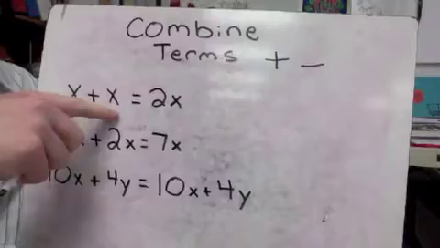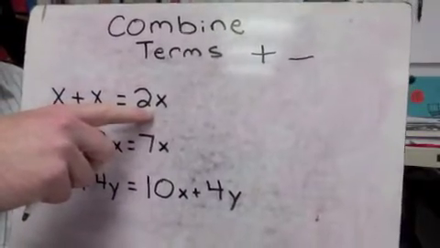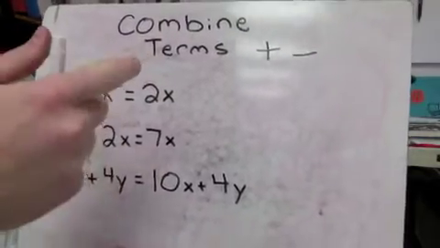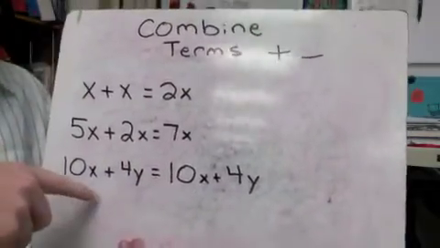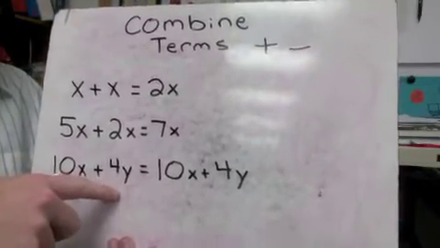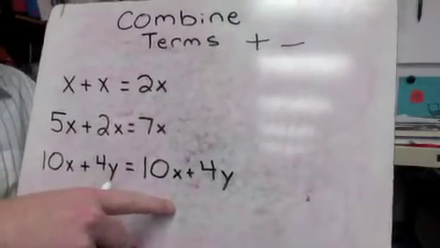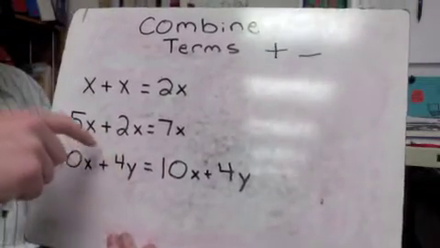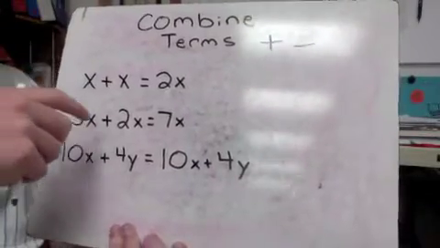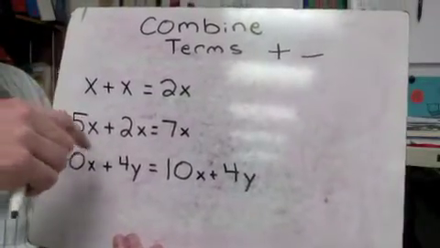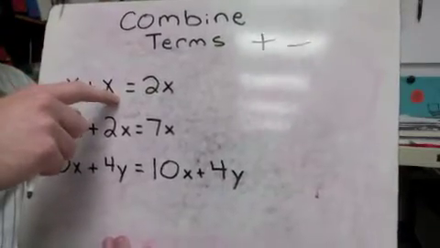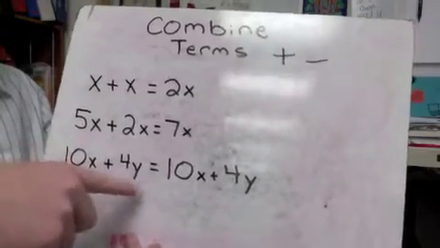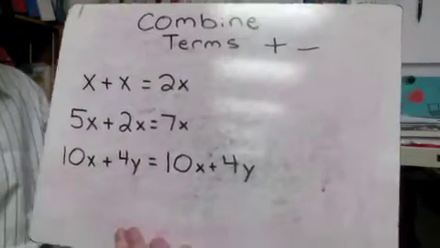For example, x plus x is 2x. 5x plus 2x is 7x. Pretty self-explanatory, I think. And down here is the difference. 10x plus 4y is still 10x plus 4y. You'll notice the only things that we can actually put together are the items that have the exact same variable at the end of it. So for instance, these both have x's, so we can put those together. These both have x's, so we can put those together. This has an x, this has a y. Those do not go together.